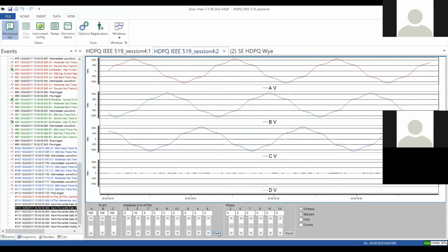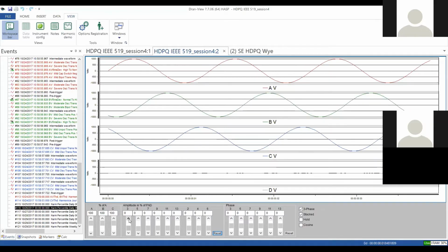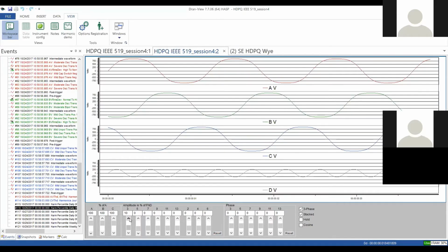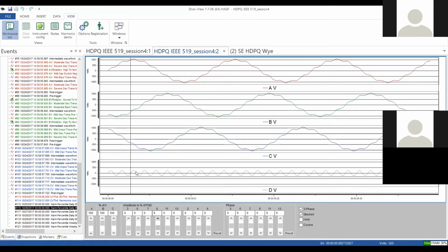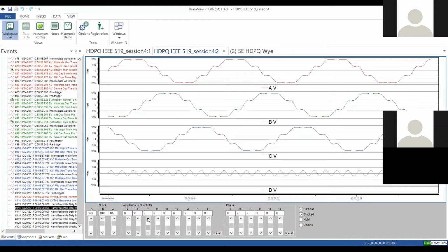So if I reset this, and I now change the third harmonic, which is the first triplet, I go up to 10% of that. Look at the effects on the neutral. It adds in the neutral. So that's the effect of triplet harmonics. Now, I can do that for the next odd triplet harmonic, which would be the ninth. Okay, you can see the effects there. Now I'll throw in some seventh, just arbitrarily. Look how much more distorted my phases A, B, and C got, but my neutral did not change.